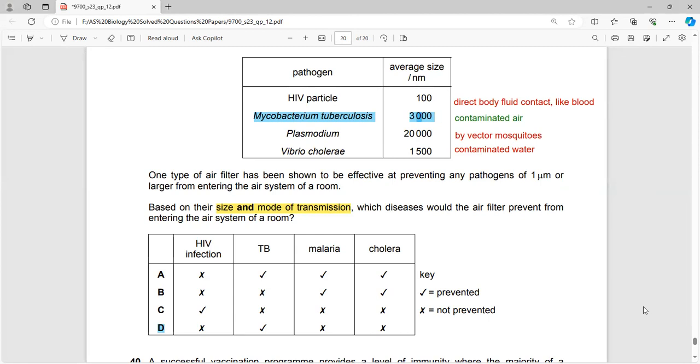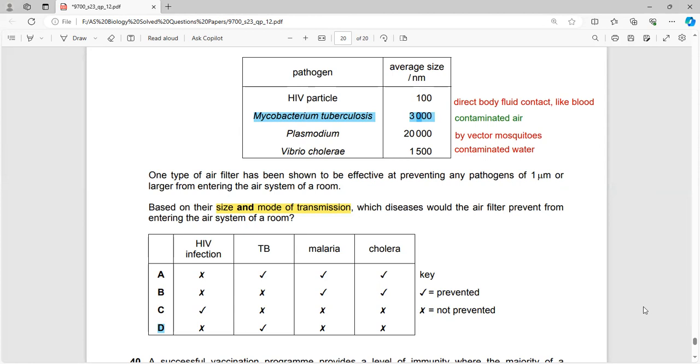This is an airborne disease. This is spreading by contaminated air, number one, and its size is 300 nanometers. So it means it is equal to 3 micrometers. So that's why this will be prevented by the air filter.